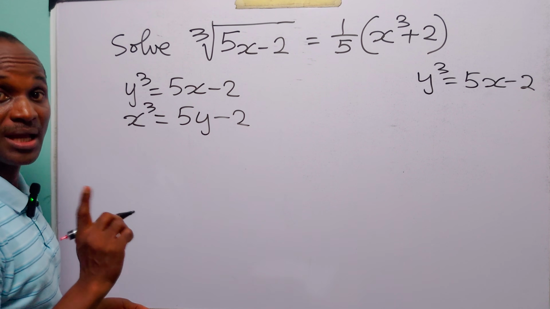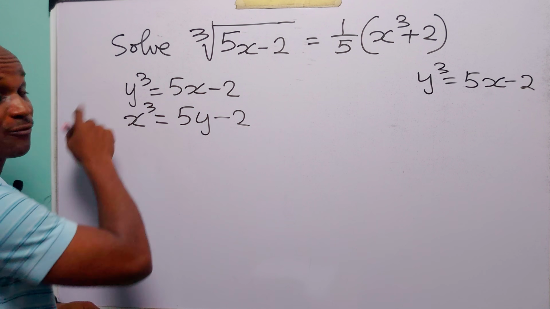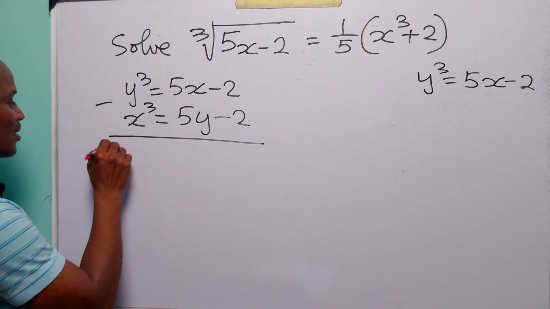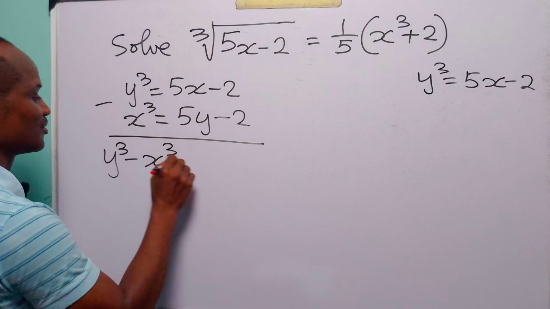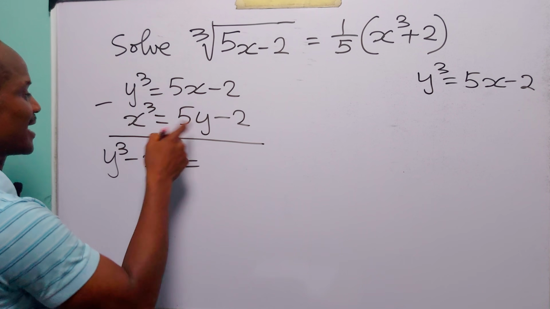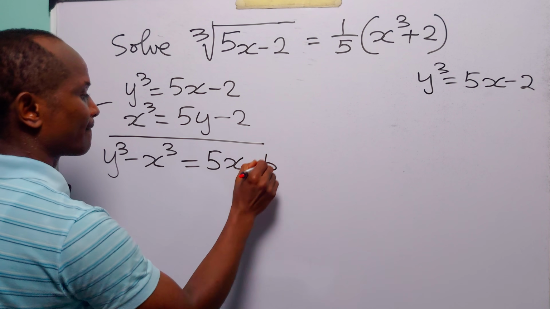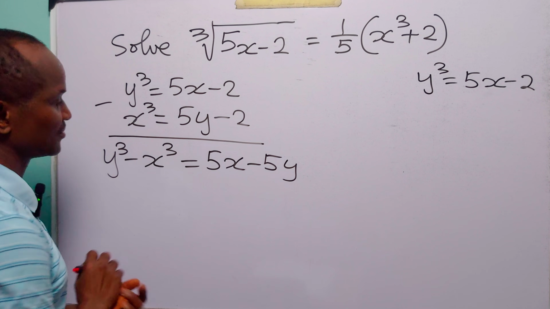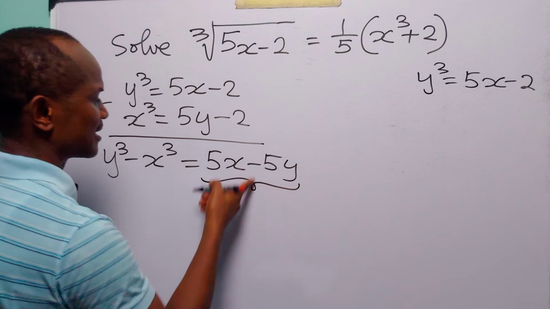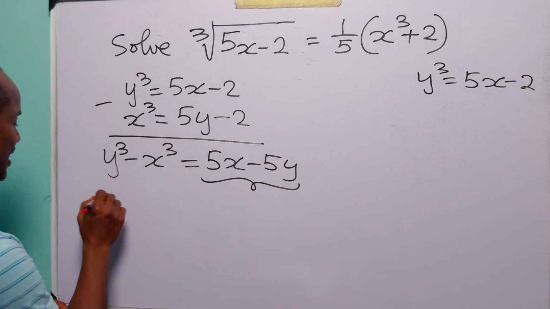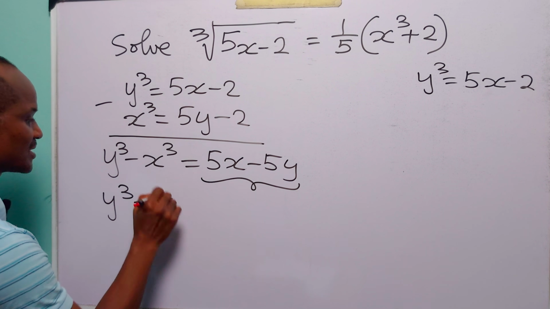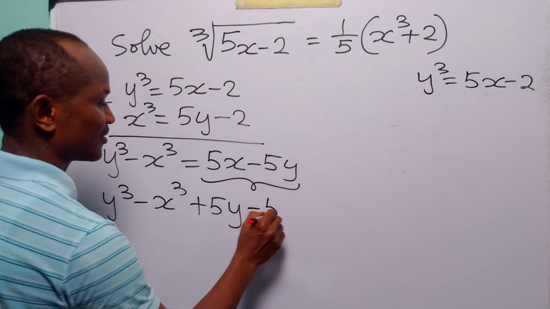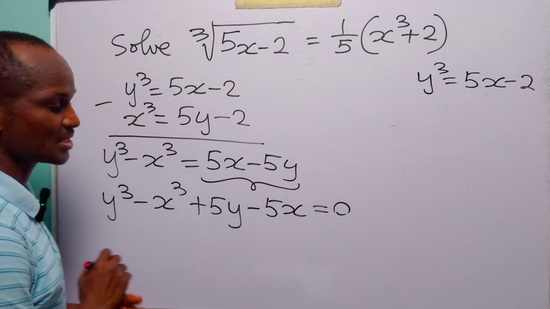Now to solve this system, let us start by subtracting the second equation from the first equation. On the left hand side, we have y cubed minus x cubed, and this is equal to 5x minus 5y, minus 2 minus 2 is equal to 0. Now let us move these two terms over to the left hand side. When we do that, we have y cubed minus x cubed plus 5y minus 5x is equal to 0.